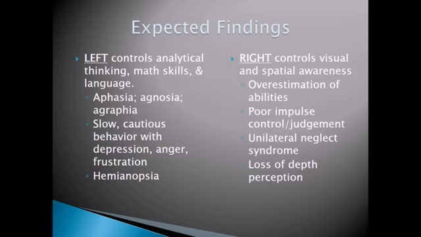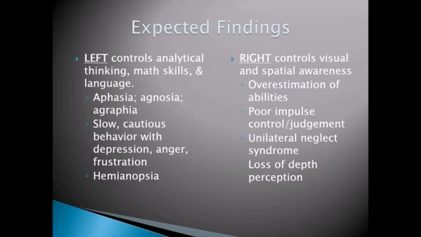Now, on the right side of the brain, let's say I have a blockage or bleed on the right side of the brain, that controls visual and spatial awareness. So kind of like where your body is in space. If you closed your eyes and I had you raise your hand, you would be able to sense that your hand was raised. You have an idea of where your body is in relation to space.